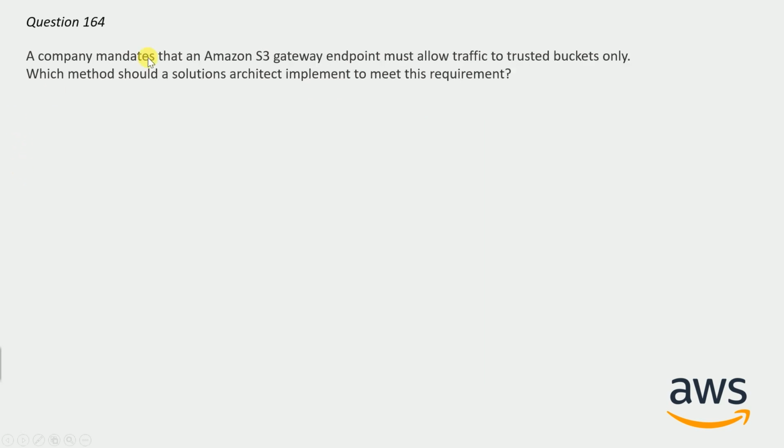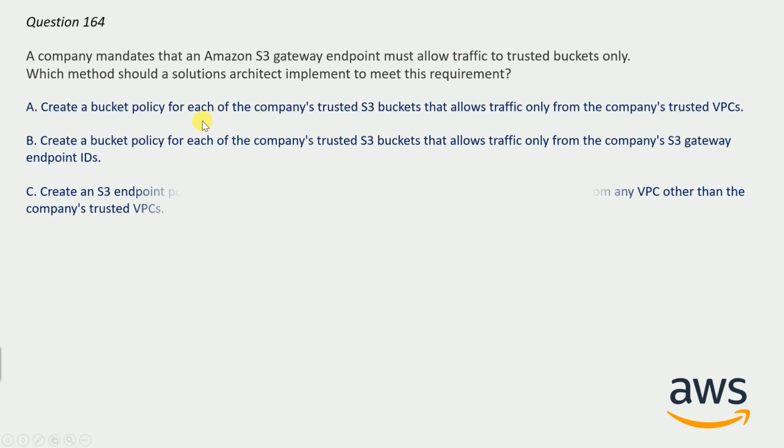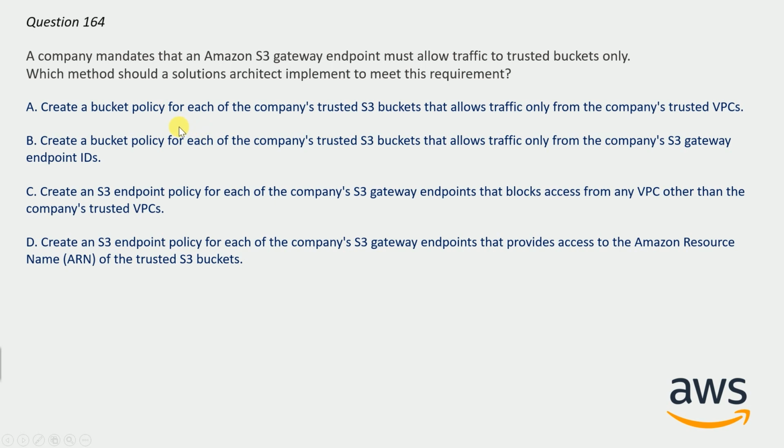And now question number 164. A company mandates that an Amazon S3 gateway endpoint must allow traffic to trusted buckets only. Which method should a solution architect implement to meet this requirement? And here are the options. And please take your time to guess the answer for this. And the correct answer here will be option D. Create an S3 policy for each of the company's S3 gateway endpoints that provides access to the Amazon S3 resource name, that is ARN, of the trusted bucket. And this one is correct because B is to restrict the endpoint while D is to restrict the bucket. The question is to restrict the bucket, not the endpoint, and due to that reason option D is correct here.